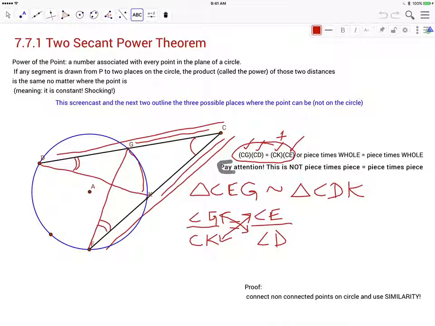And here's the big piece. Pay attention. Let's put this in a different color. Purple. This is not piece times piece equals piece times piece. It is piece times whole is equal to piece times whole. Classic mistake. I'd like you not to make those mistakes, okay? So that's the 2 secant power theorem.